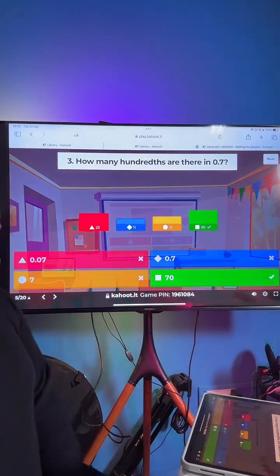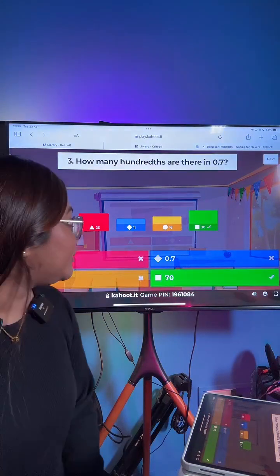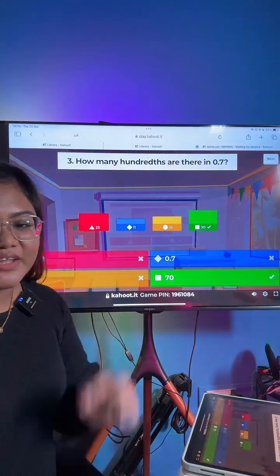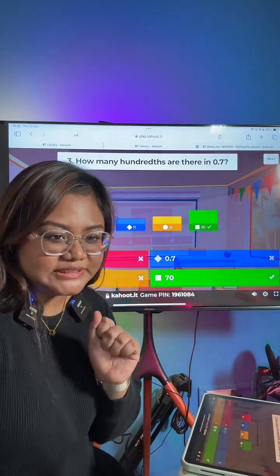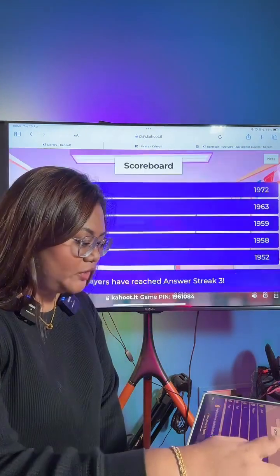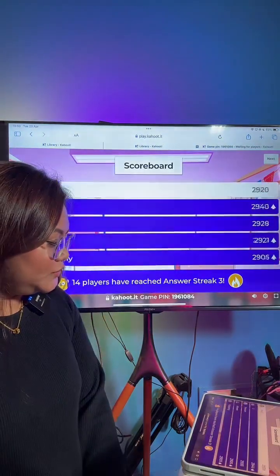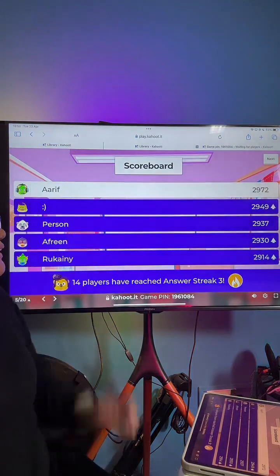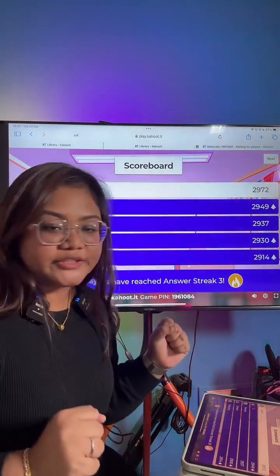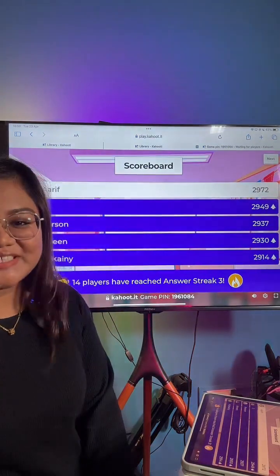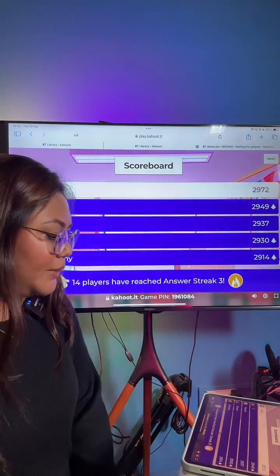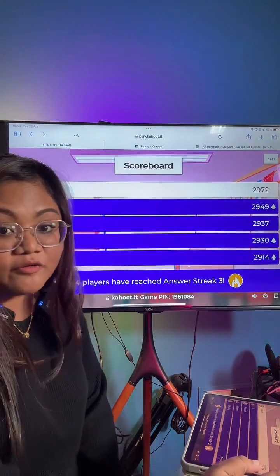30 of you got this right, which is still the majority. That's very nice. Let me explain this question. But first, are we excited to see who's on the leaderboard? Let's see who's on the leaderboard. Who's this smiley person? The rest of us, let's try to overtake them. There are 9 questions in total. This is number 3. We are moving on to number 4 very soon.